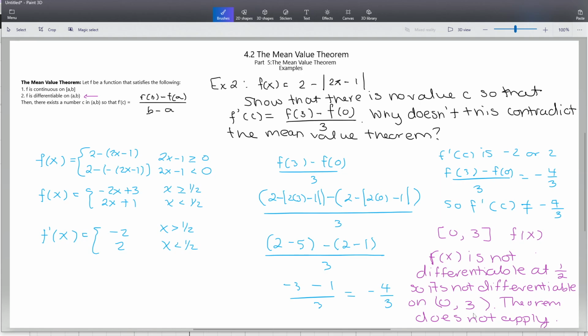And again, this is another example of why it's so important to check the theorem's hypotheses before you conclude. You can't just apply the mean value theorem to any function, or even any familiar function. You need to check both of the hypotheses carefully for the interval that you're interested in before you apply the theorem.